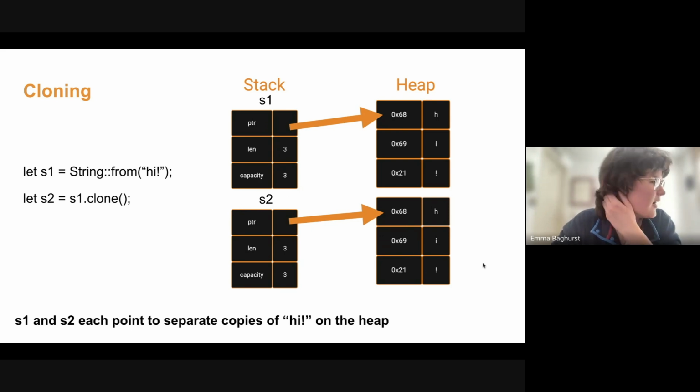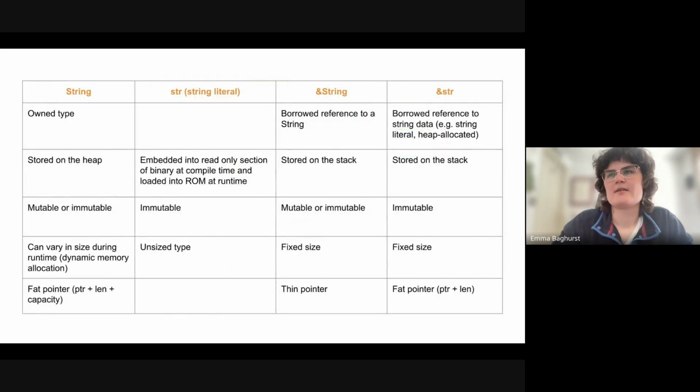You'll hear some articles or whatever saying to avoid using .clone because it uses more memory, I guess, because you're duplicating the value. But there are use cases for it. You just have to think about whether there's another way to do it or whether that's the best way. Okay, so this is like a summary table of everything I've talked about.